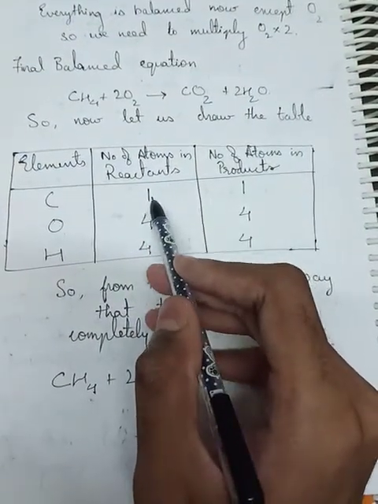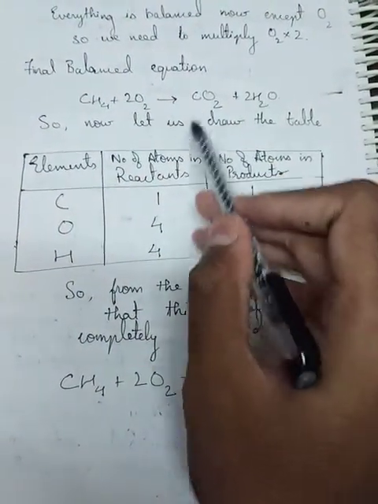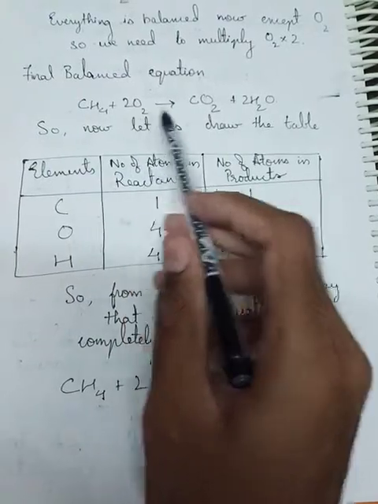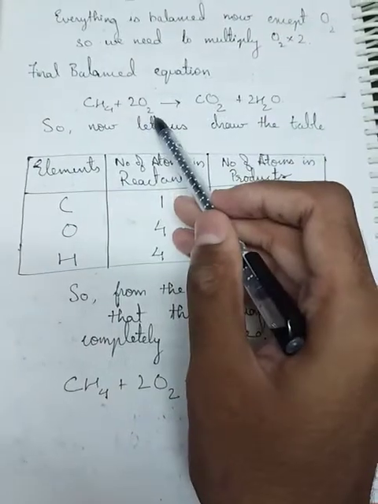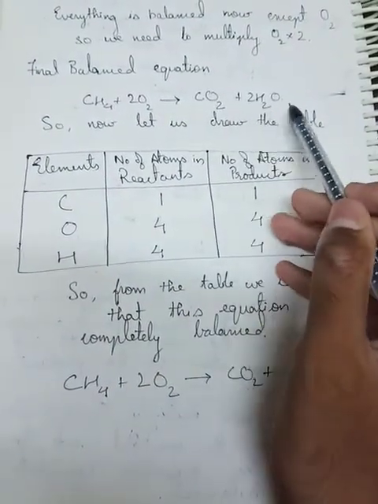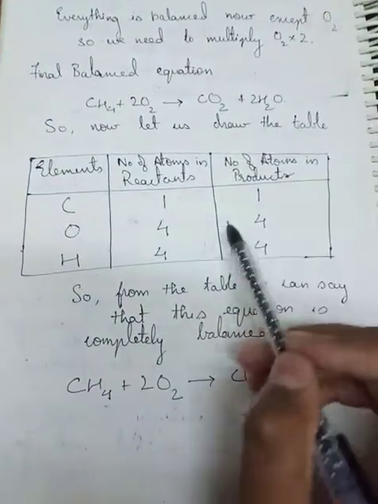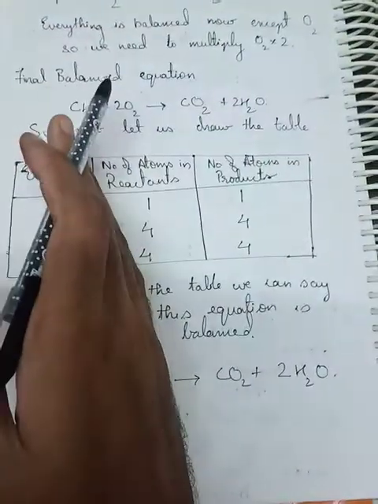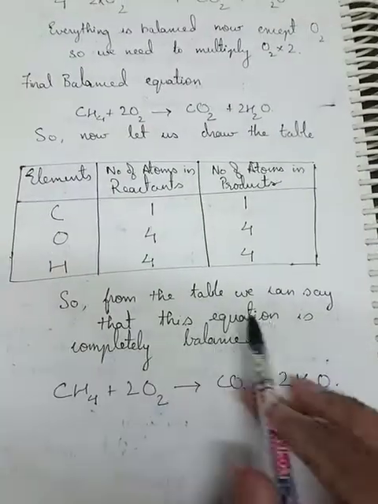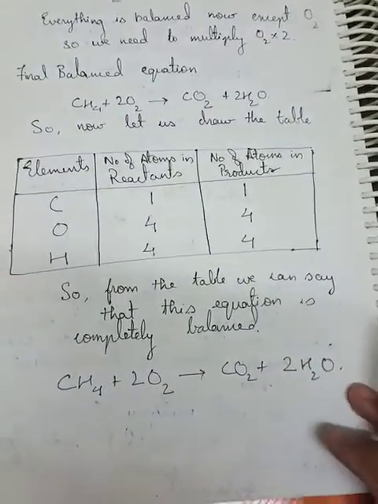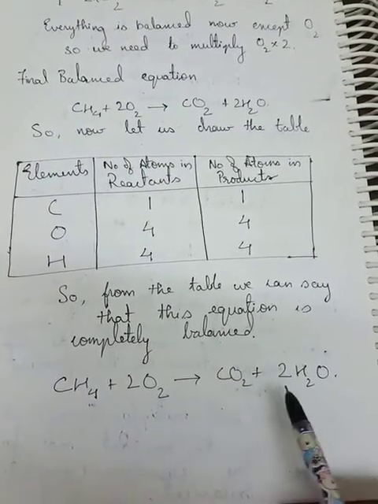And the number of atoms in reactants, for carbon, there is 1 atom, and on the product side also we have only 1 atom. And oxygens, as everything is balanced, we have taken 2 molecules of oxygen. So it is 4 oxygens, and here also 2 oxygens and 2 oxygens, 4 oxygens. And hydrogens also 4 hydrogens, and 2 into 2, 4 hydrogens. So it is completely balanced. Both the reactant side and product side are equal. So from this table we can say that this equation is completely balanced, and finally the equation is CH4 plus 2O2 gives rise to CO2 plus 2H2O.